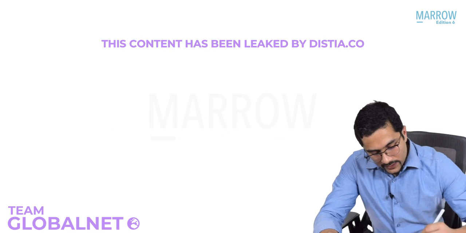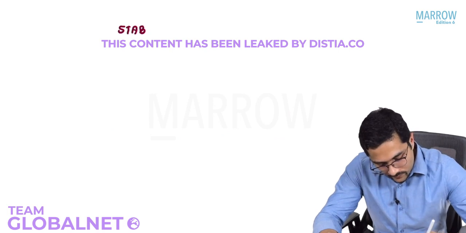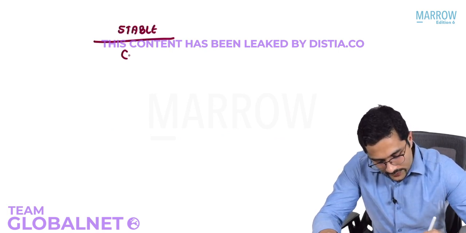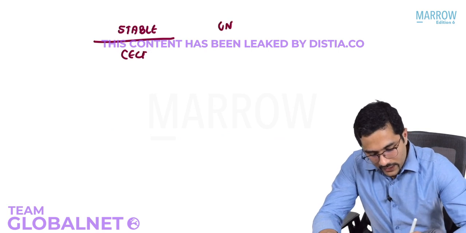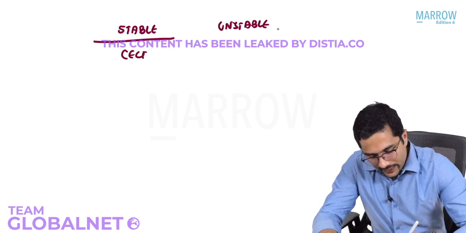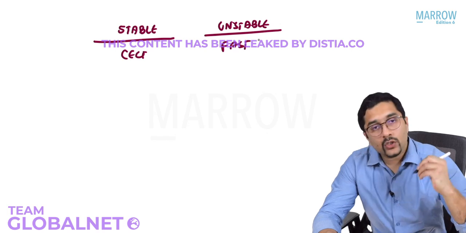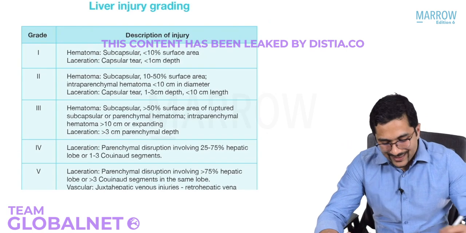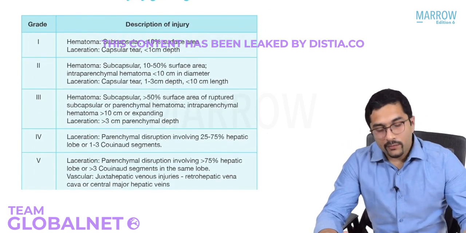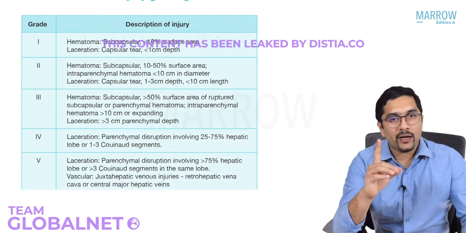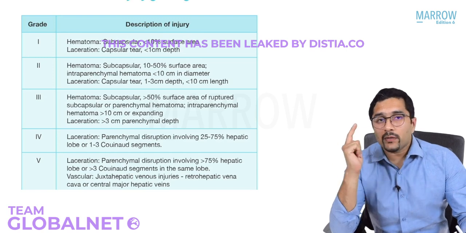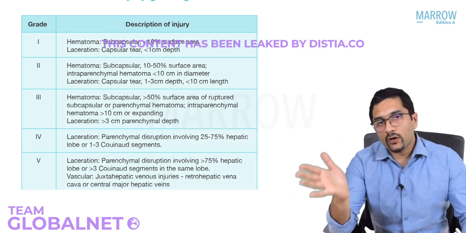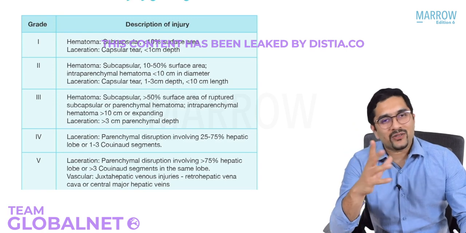Now, if the patient is stable, we will do a CECT, but if the patient is unstable, we will carry out a FAST scan, which I've already told you about. Based on this, you have the liver injury grading. And if you remember your module on abdominal trauma, I told you to please remember splenic trauma grading. For all the other organs, we'll just talk about the differences.